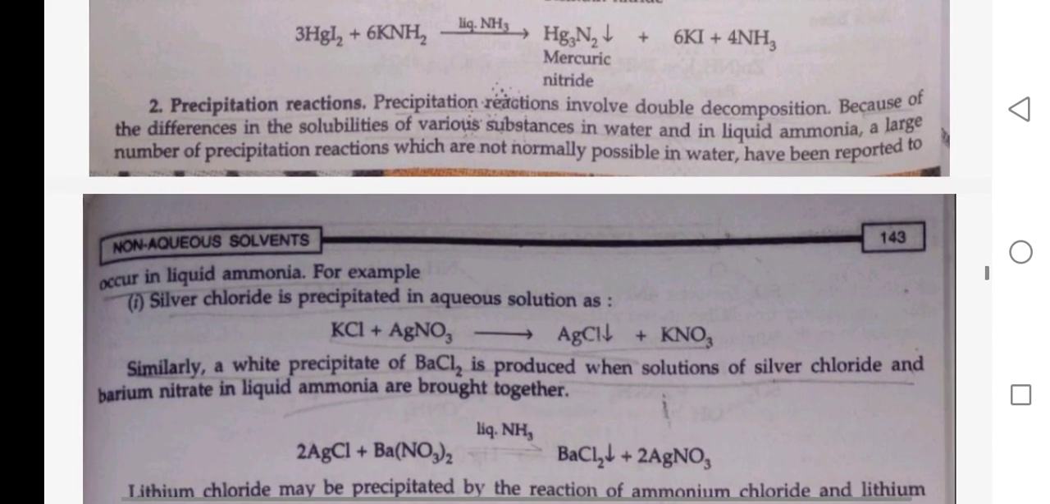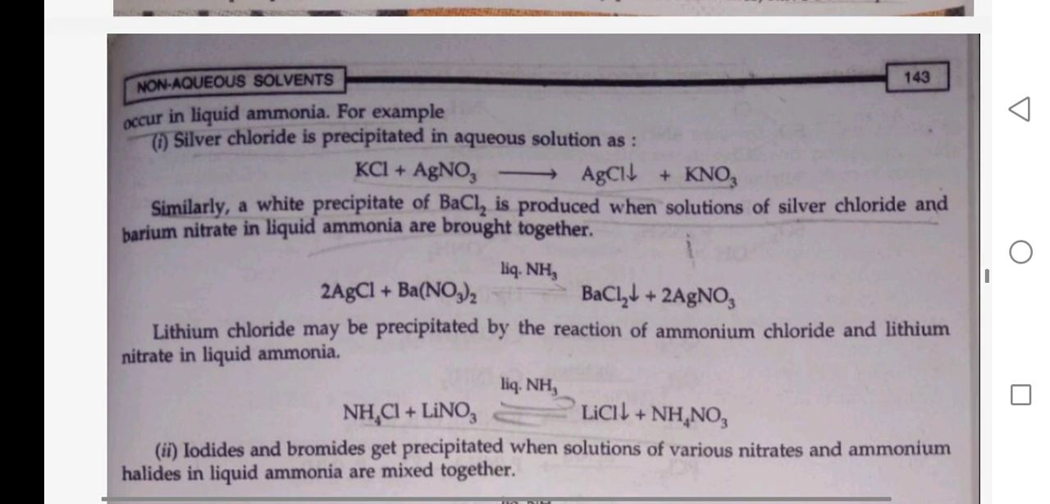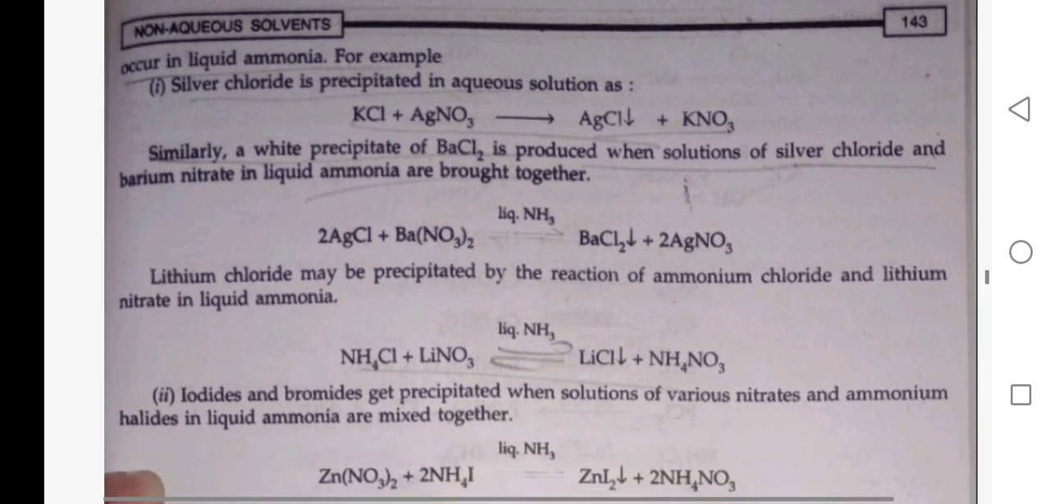Precipitation reactions involve double decomposition because of the difference in the solubility of various substances in water and liquid ammonia. A large number of precipitation reactions which are not normally possible in water have been reported to occur in liquid ammonia. For example, silver chloride precipitates in aqueous solution as.